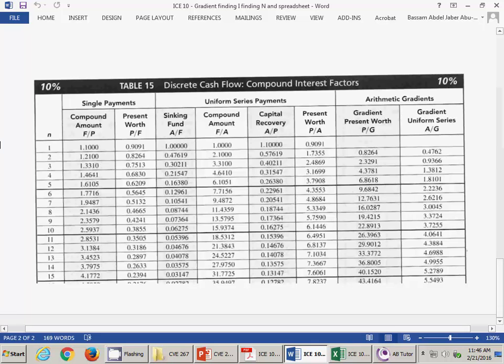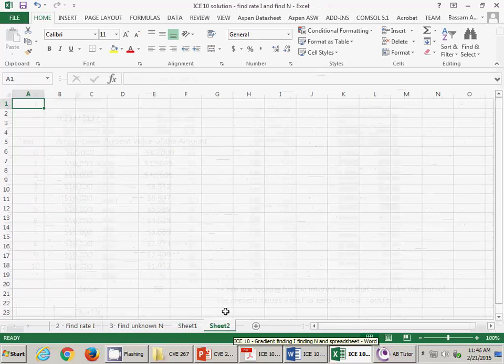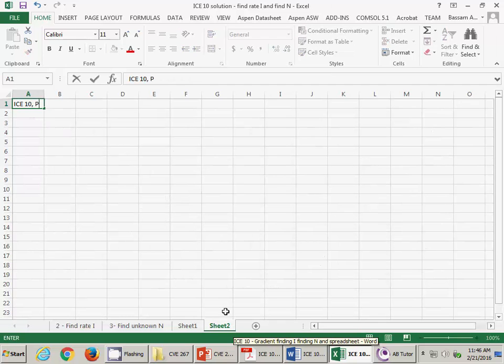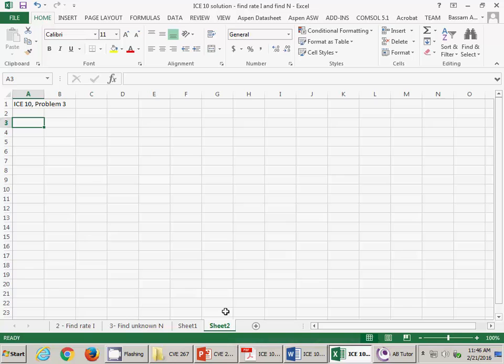Don't try to follow along on this one. You're going to have a chance to do this next time in the future. But what you would do for in-class exercise 10, problem 3, okay, we've got some interest rate. In this case, it's not unknown. We know it's 10% interest rate.